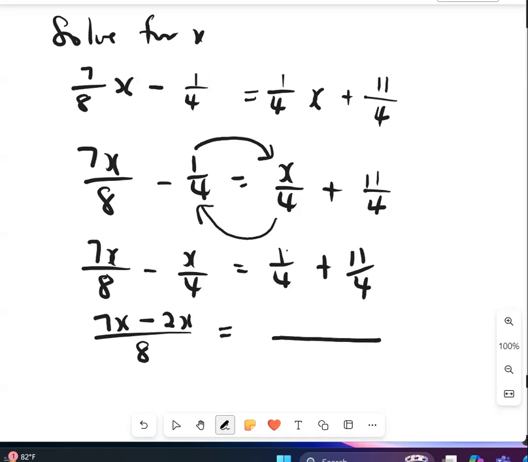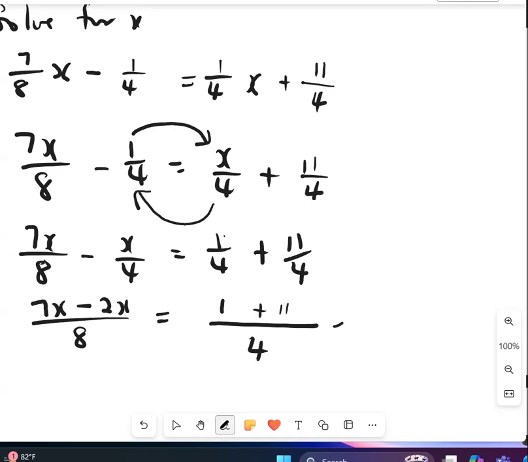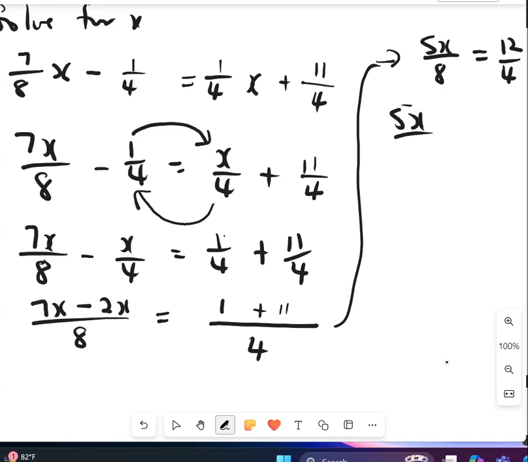Over here now, you have the same LCM already. So it's just 1 plus 11. All of this comes up here and becomes 5x over 8 is equal to 12 over 4. You want to break that down, no problem. 5x over 8 is equal to 3, because 12 over 4 is 3, right?